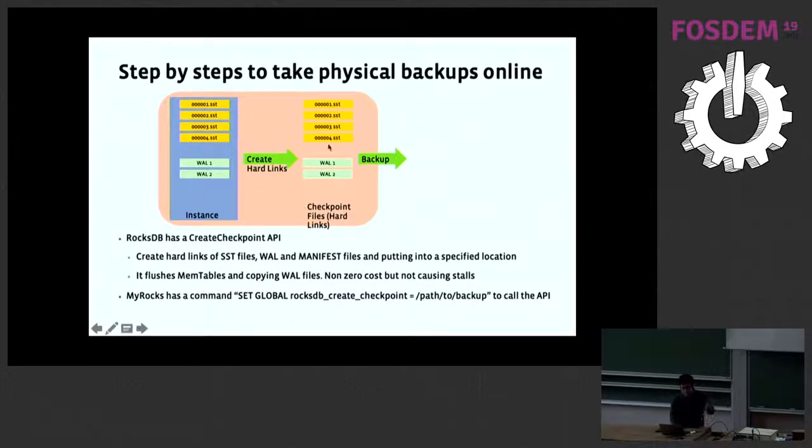After calling the checkpoint API, you can manually copy these SST, write ahead log and manifest files somewhere. This is basically a physical backup. It internally involves flushing memtables, which is a bit expensive, but it's lightweight enough that it doesn't cause stalls. And MyRocks has a command called set global rocksdb_create_checkpoint equals the directory, so these operations can be automated.